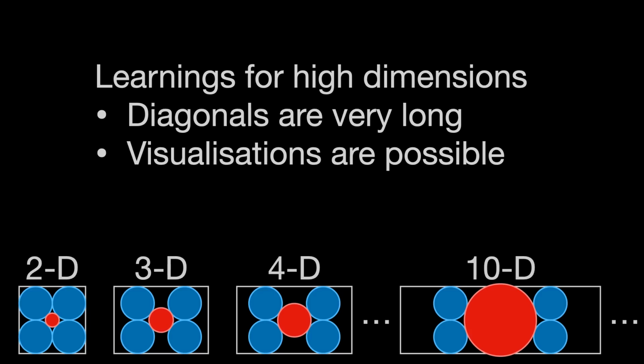What can we learn from this? A direct learning is that diagonals are longer than sides, and that this effect becomes stronger the more dimensions there are. The longer distance along the diagonal comes because you have to travel along many dimensions simultaneously. Perhaps a more interesting learning is that it can be possible to visualize high-dimensional geometry if you look at them the right way.